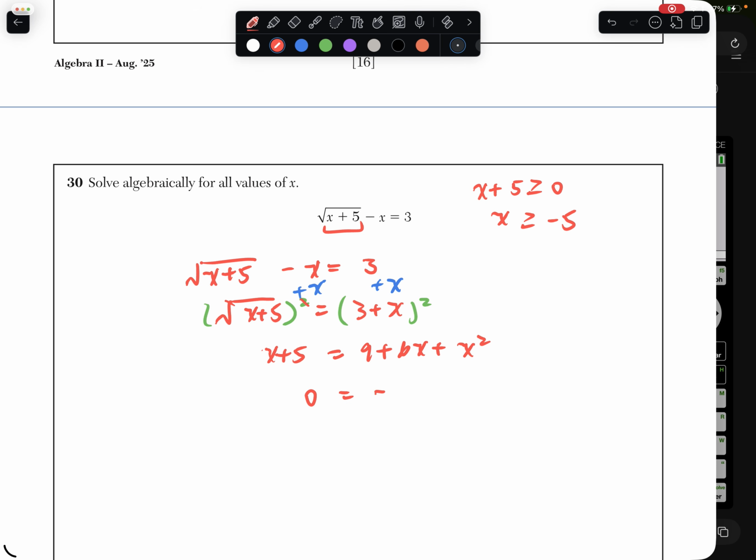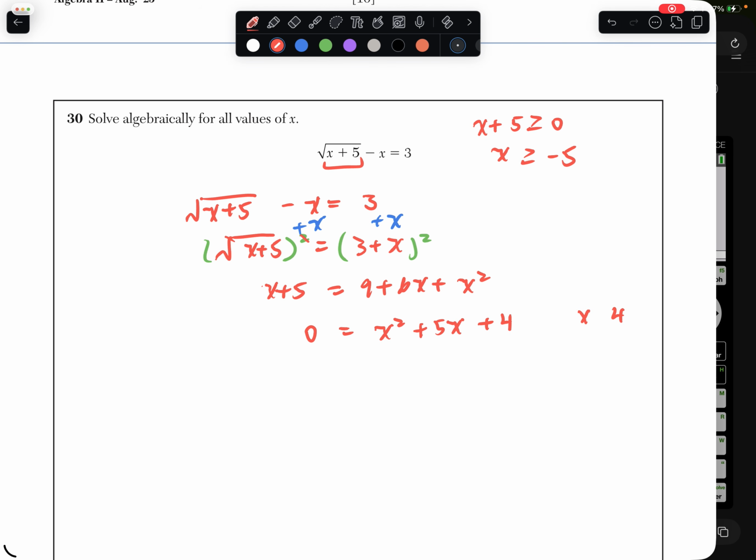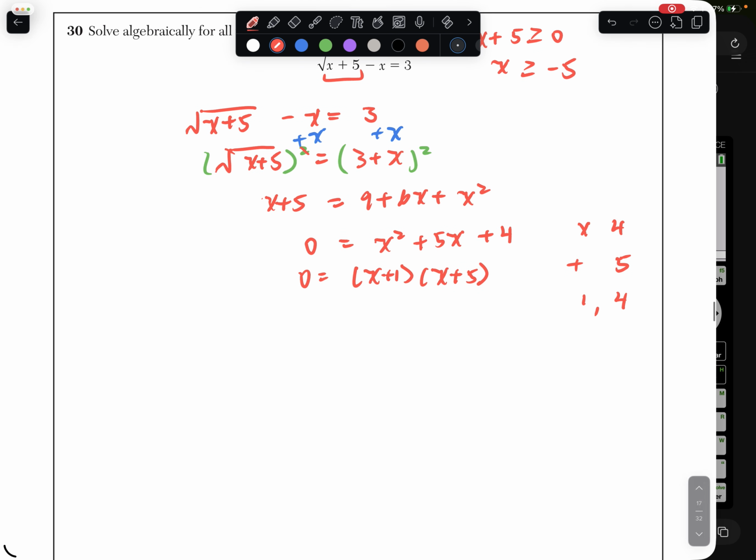And then to solve a quadratic, I'm going to set it equal to 0. So this becomes plus 5x plus 4. Then I'm going to factor this. I want to find two numbers that multiply to 4 and add up to 5. Pretty easy, it's 1 and 4. So then we have 0 is equal to x plus 1 and x plus 5. Now to solve, set each of them equal to 0. So x is equal to negative 1 and x is equal to negative 5.